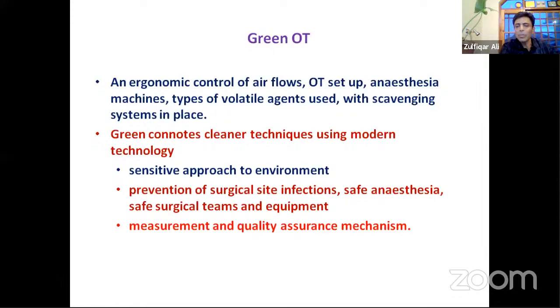And in a green operating room, on one side, we use a proper scavenging system and an ideal operating table with proper air handling units and proper ventilation. At the same time, we should have an audit with a measurement and quality assurance mechanism in place to see whether we are following the proper norms.